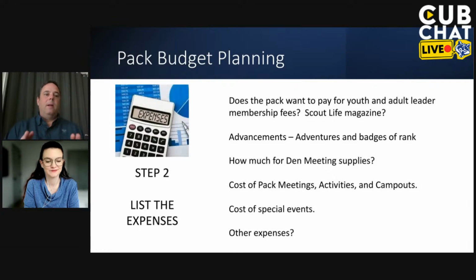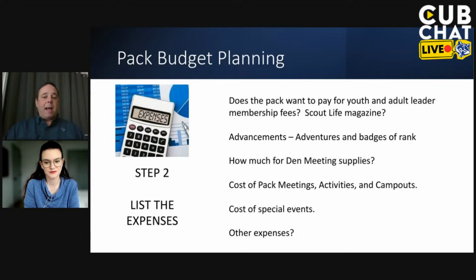Absolutely, by far, the most critical meeting in all the BSA is a weekly den meeting. So we want to make sure that it is well funded and that it's fun and engaging, and that the den leaders don't feel like they have to either pay out of pocket or scrimp and save or scrounge around to find things to do for Cub Scouts. Every now and then, a pack meeting should be just absolutely awesome and over the top.